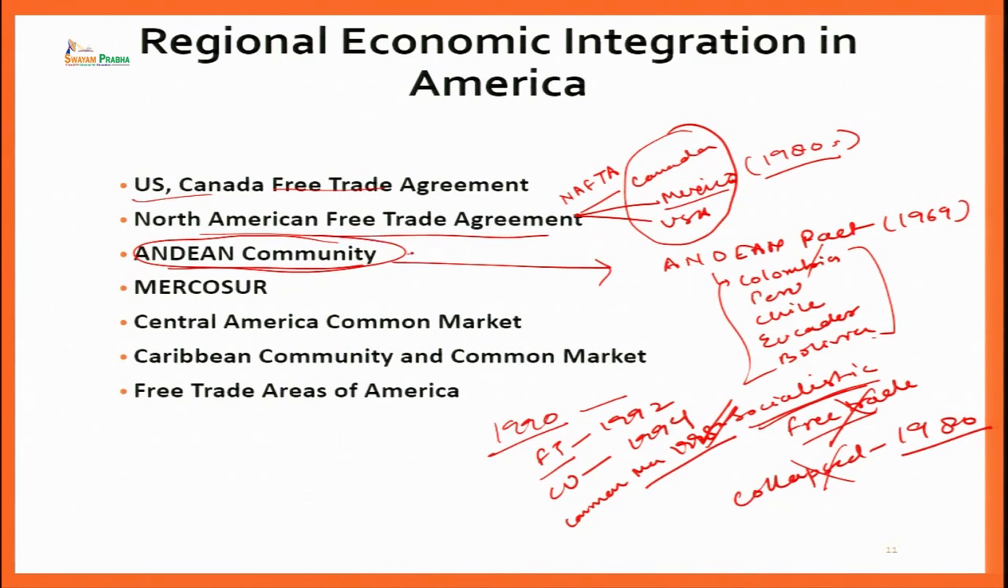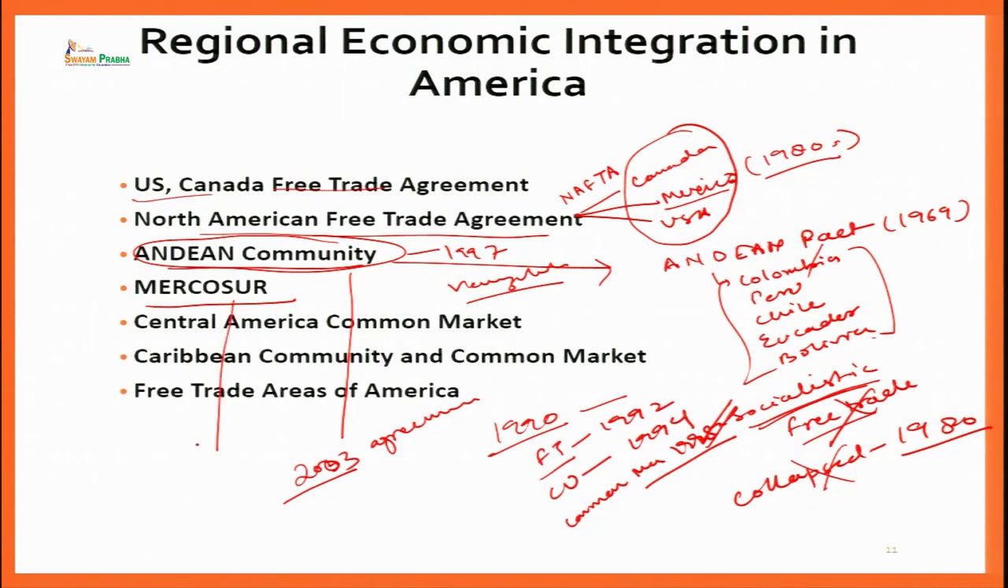From the ADN pact, they became an ADN community in 1997, and Venezuela also became a member of this particular community. Right. And in 2003, what happened? In 2003, this particular community even signed the agreement with Mercosur. Right. Mercosur is actually a South American common market.